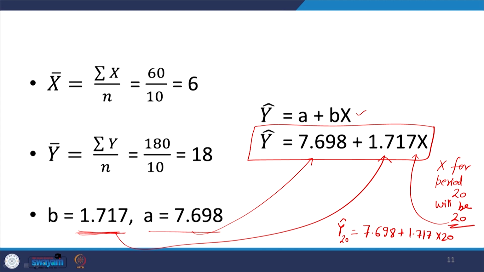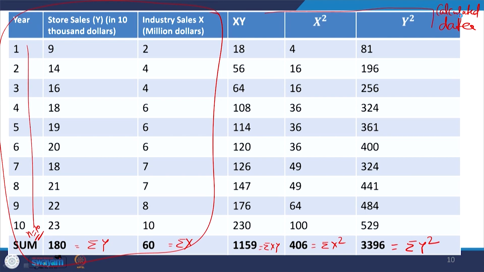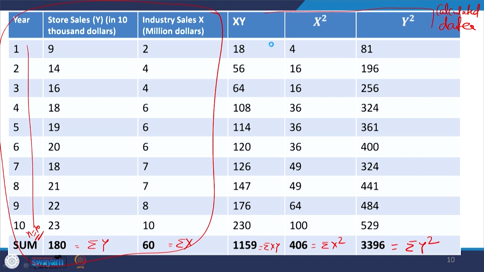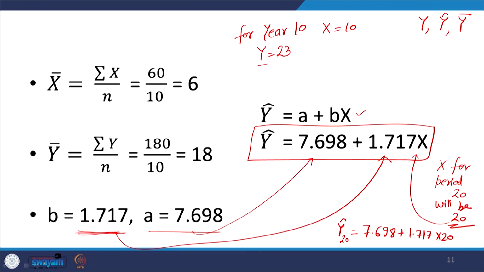So, accordingly I can get the values of any particular year by knowing the value of x for that particular year. Now, another important thing which I would like to tell you, that in the beginning I told you that there are y, y cap and y bar. Now, let us say for year 10 the value of x was 10 and the value of y was 23. So, this is the value of y for year 10, but this is the actual value, actual y.